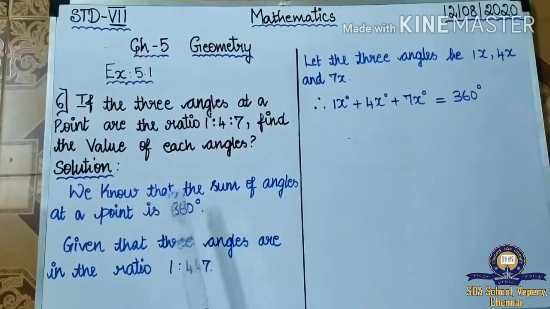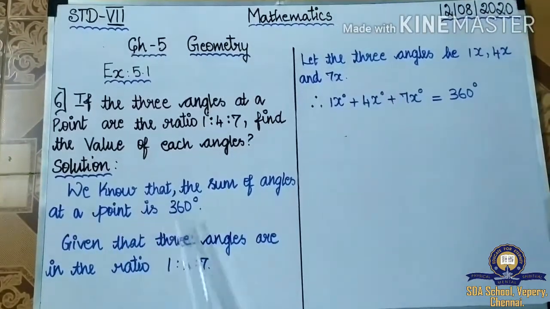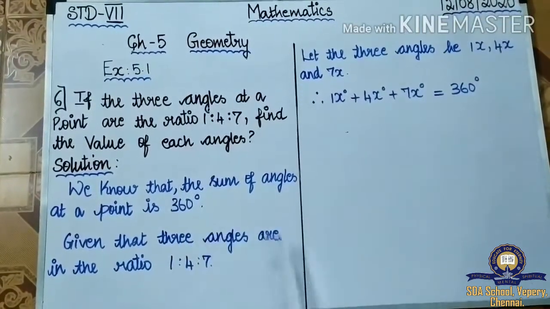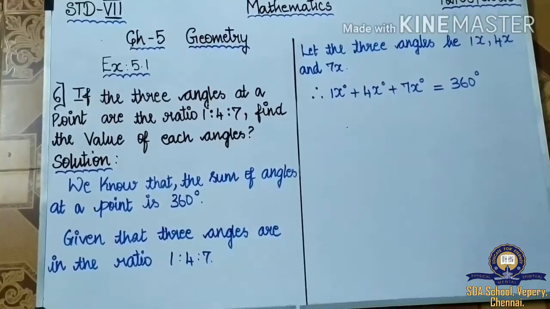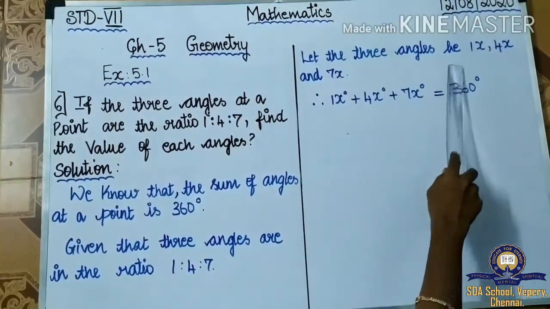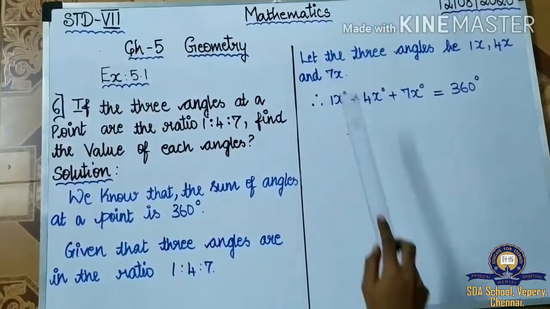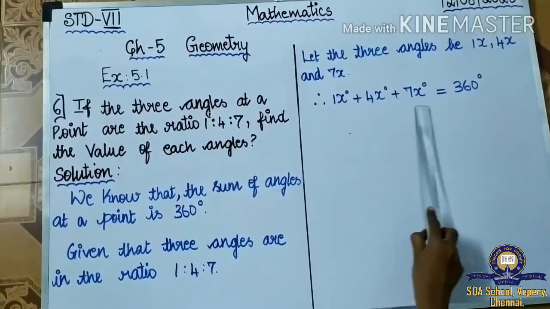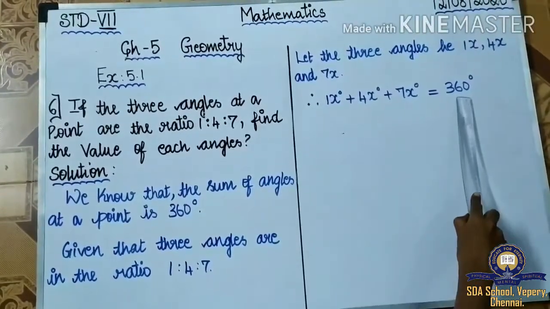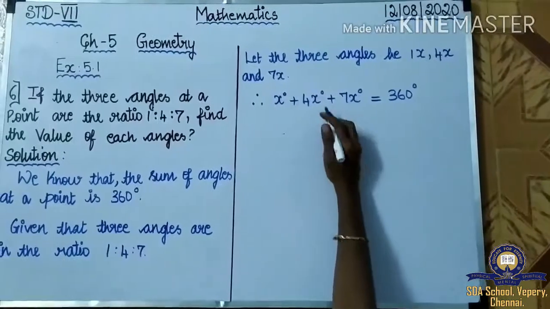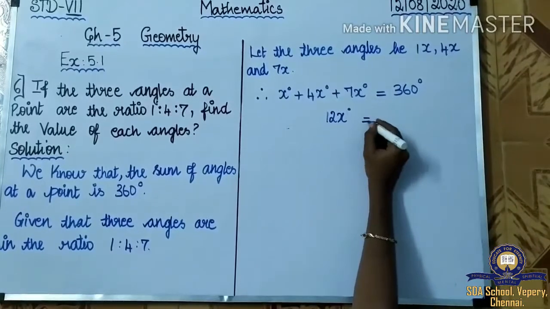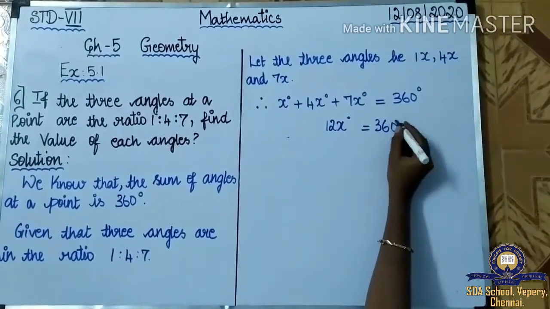In earlier classes itself, we learned the sum of the angles at a point is 360 degree, right? Given that the three angles are in the ratio 1:4:7. Now we are going to find the angles, right? So let the three angles be 1x, 4x and 7x. Therefore, we add the three angles, equal to the sum of the angles, 360 degree. We will get 12x degree equal to 360 degree.